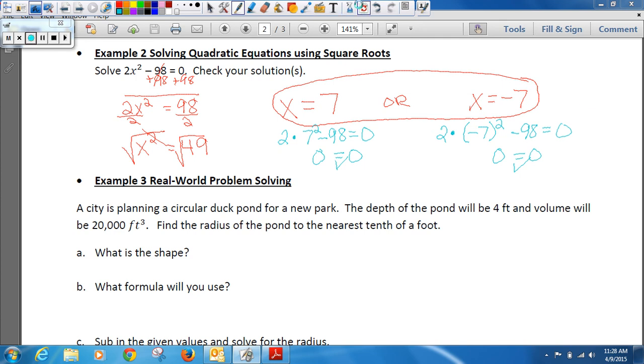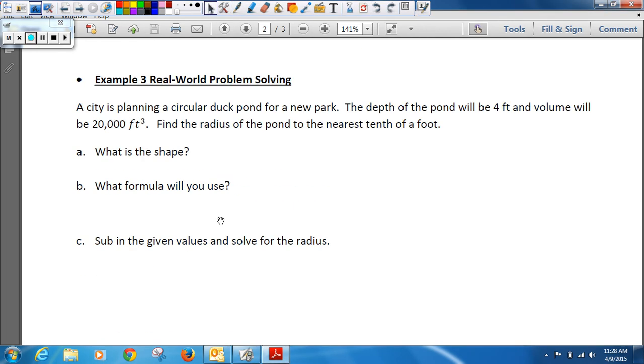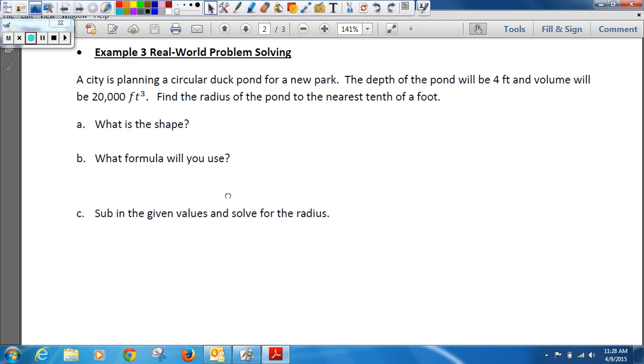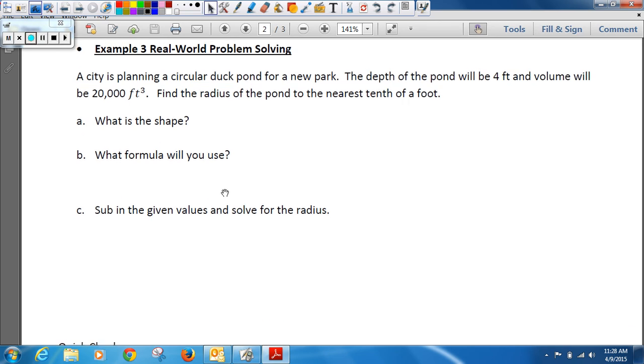The last one here is your real world problem solving for this one. A city is planning a circular duck pond for a new park. The depth of the pond will be 4 feet and volume will be 20,000 cubic feet. Find the radius of the pond to the nearest tenth of a foot. So basically it's a circular pond, and from the side view it would look something like this. The pond goes down.